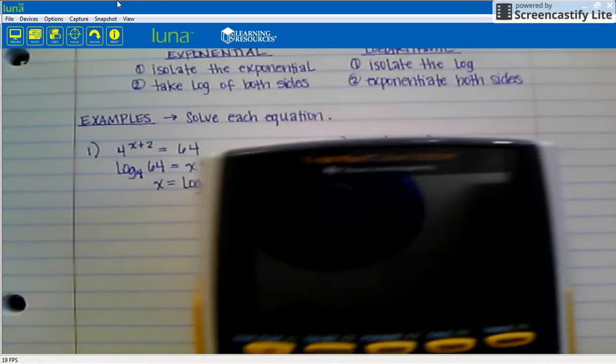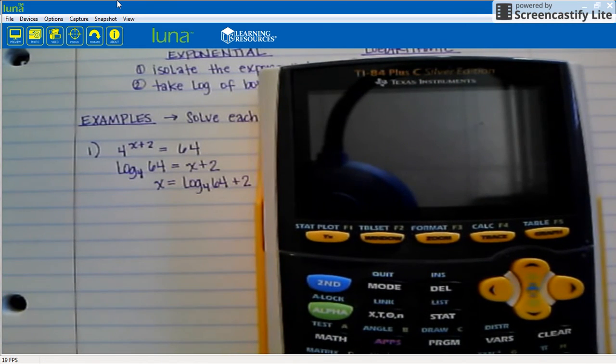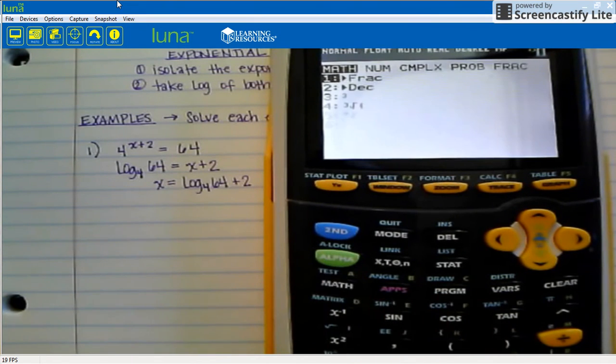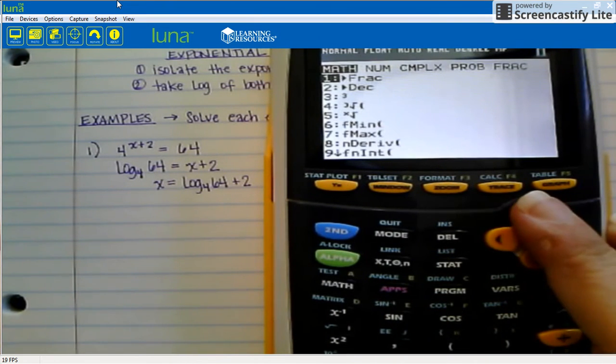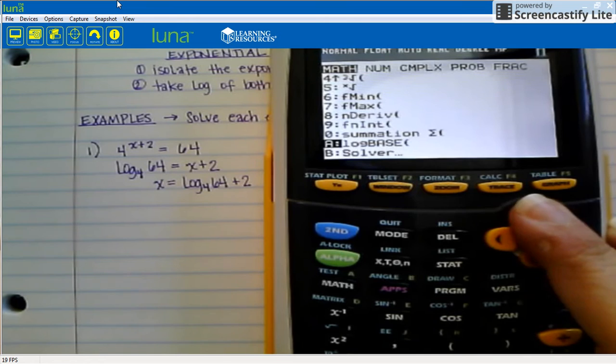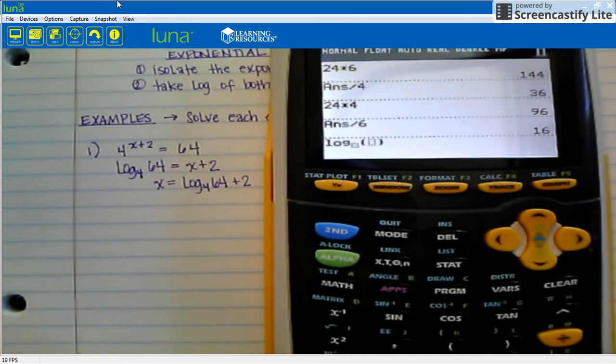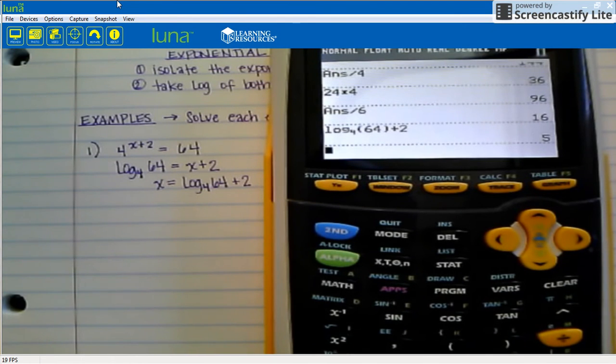And so when you are working with your calculator, the way that you access your log base is you're going to hit Math, and then you're going to press your up arrow twice, and it's going to give you log base. So this is going to allow you to put any log base into the calculator. So I have log base 4 of 64 plus 2. And so my answer is going to be 5.